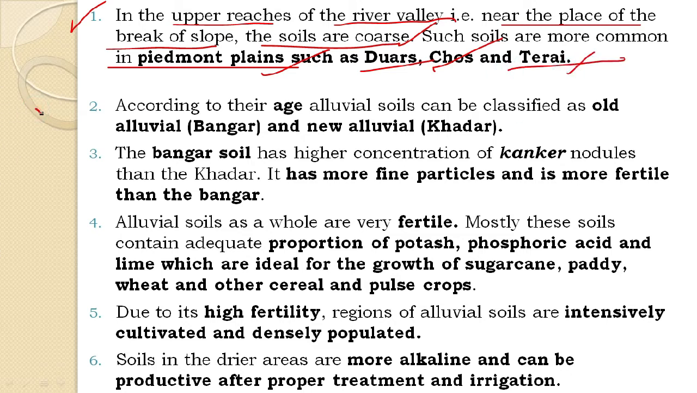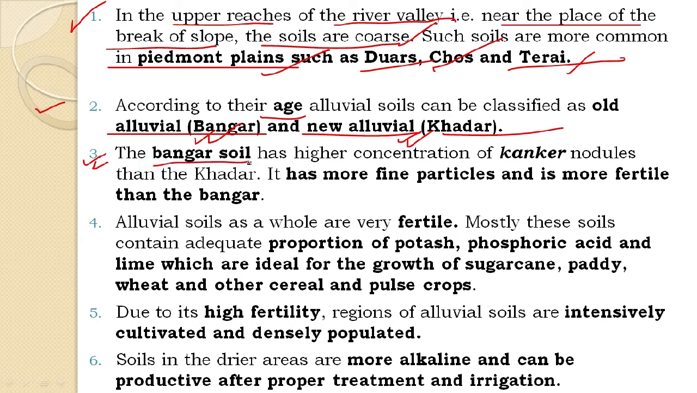Next point we see that according to their age, alluvial soils can be classified as old alluvial soil or older alluvium named as Bhangar soil, and new alluvial soil or newer alluvium named as Khadar soil. Clear? Let us try to get into some more characteristics of Bhangar.